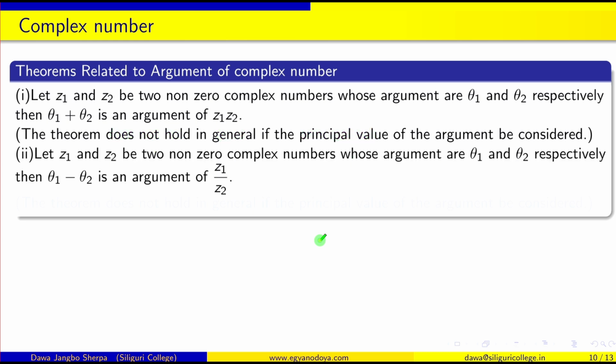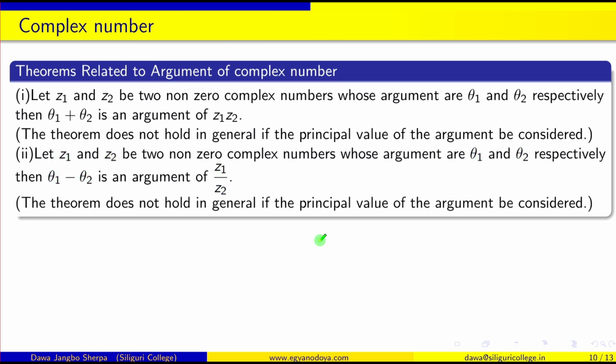The next theorem is again: z1 and z2 are two non-zero complex numbers whose arguments are theta 1 and theta 2. Here theta 1 and theta 2 may not be principal arguments, they could be any argument. So theta 1 minus theta 2 is the argument of z1 by z2. Here also this theorem does not hold in general if I take the principal value of the argument. The next theorem is for the principal argument.